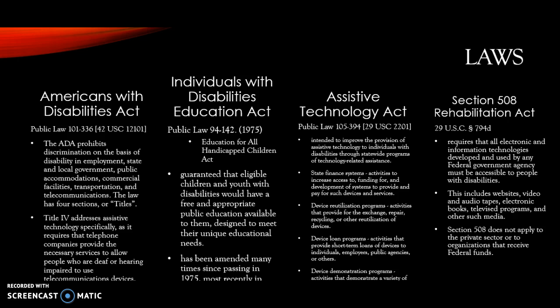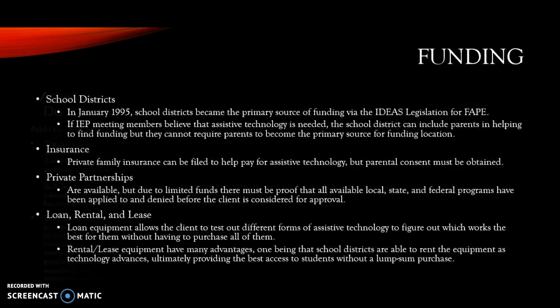Under Section 508 of the Rehabilitation Act, it requires that all electronic and information technologies developed and used by federal government agencies must be accessible to people with disabilities. This includes websites, videos, audio tapes, electronic books, television programs, and other such media. This does not apply to private sectors or to organizations that receive federal funds.